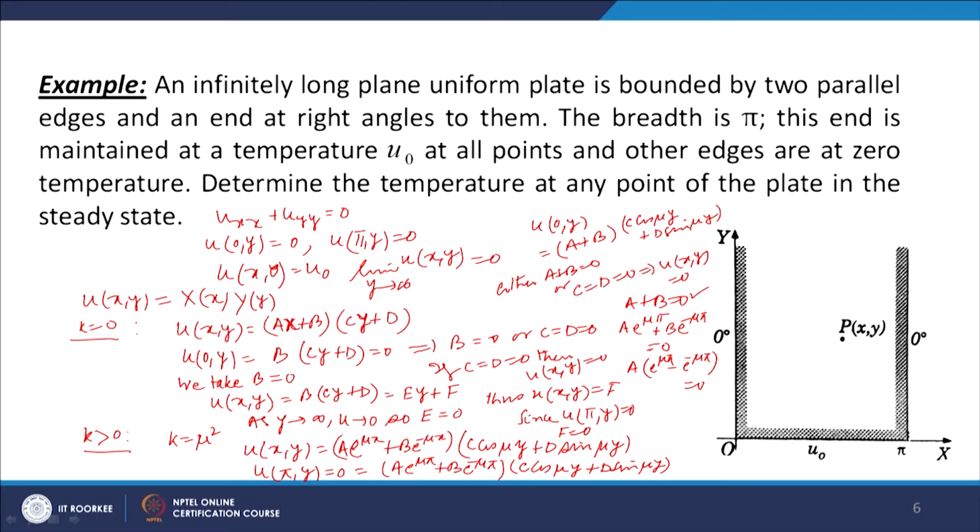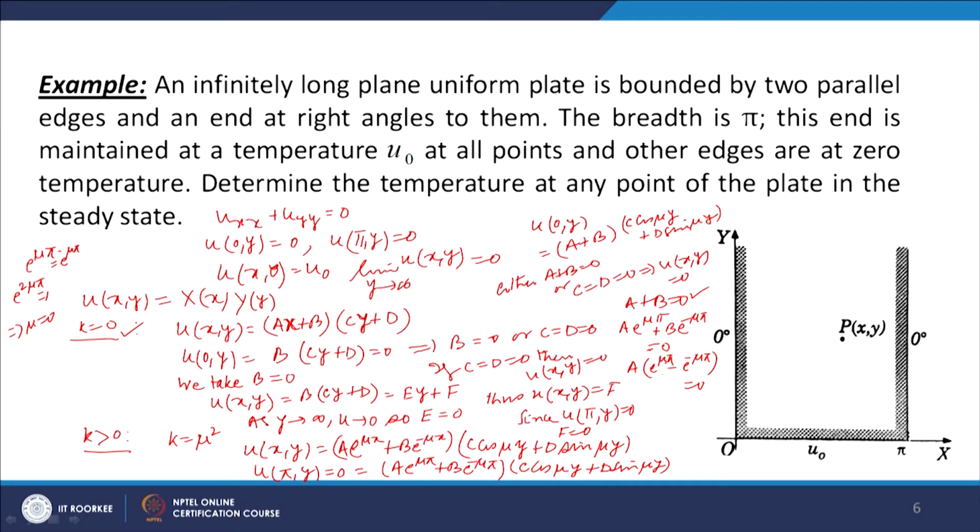So, the other possibility is e^(μπ) - e^(-μπ) equal to 0, which makes e^(μπ) equal to e^(-μπ), or we can say e^(2μπ) equal to 1, which gives μ equal to 0. And μ equal to 0 case we have already seen, μ equal to 0 means k equal to 0. K equal to 0 case we have already discussed, it is not possible.